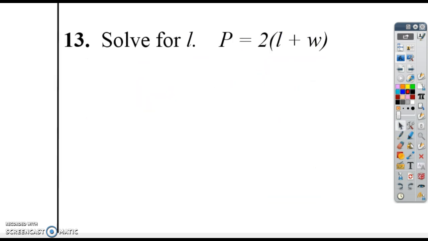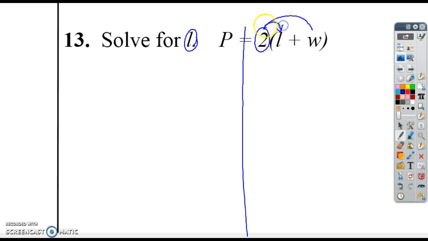All right, the next one I'm doing is number 13. For number 13, they're wanting us to solve for L. Okay, so again, I need to get my L alone, but the first thing my eyes are drawn to is this set of parentheses, right? Every time I see parentheses, I know I need to distribute. And what I distribute to one, I have to distribute to the other. Okay, so on this side, I'm left with 2 times L is 2L, 2 times W, positive 2W. Bring down my equal sign, I'm left with the P.